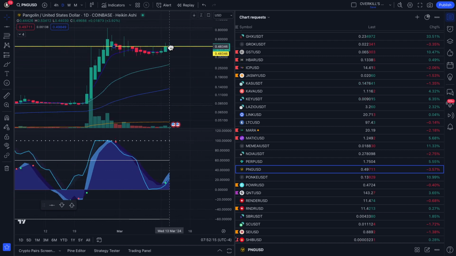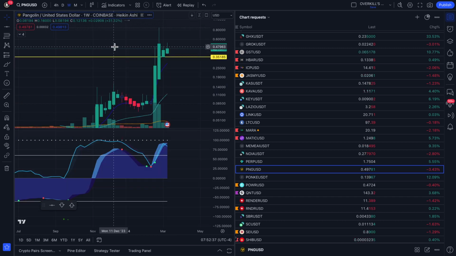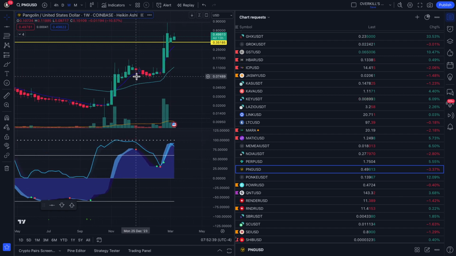The daily does seem to be setting up nicely. If you're holding it, use a stop loss at 35 cents. If 35 cents holds, we could make a run up here on the stochastic. So I'd look to sell this one either when the stochastic gets back up here to 100 on the daily or we break down below 35. You got to set a stop loss at 35 because you don't want to ride out a dip all the way down to 13. But I mean, it looks like it could potentially continue. I'm not ruling that out.